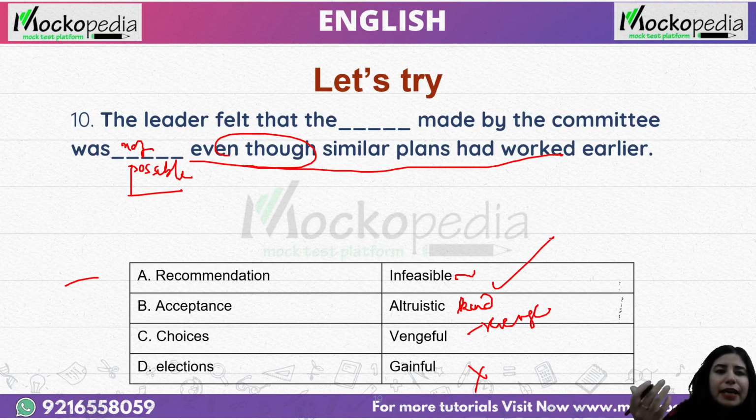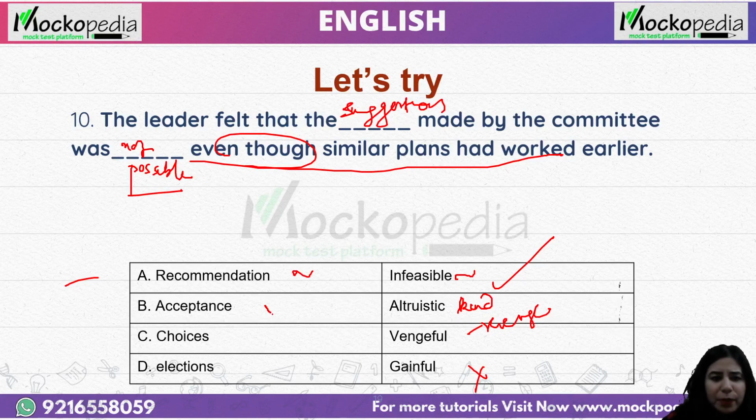So the leader felt that the suggestion made by the committee, you can have suggestion as the predicted word and then explore the answer choices, though we have already decided on it, but we'll just do the elimination process here. Recommendation matches. Acceptance made by the party would not make sense. Elections will go, because infeasible should fit in, so A would be the correct option, right? So we need to see that both the choices should be fitting the blank and should be appropriate. Then we are going to decide on the final answer, which happens to be A, so A would be the final choice, right?